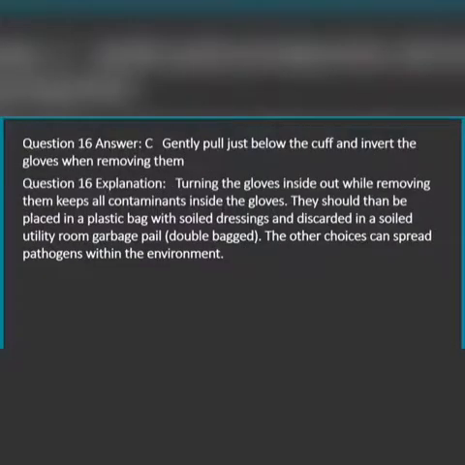Question 16. Answer: C. Gently pull just below the cuff and invert the gloves when removing them. Explanation: Turning the gloves inside out while removing them keeps all contaminants inside the gloves. They should then be placed in a plastic bag with soiled dressings and discarded in a soiled utility room garbage pail, double-bagged. The other choices can spread pathogens within the environment.